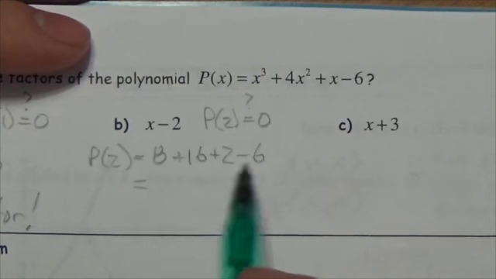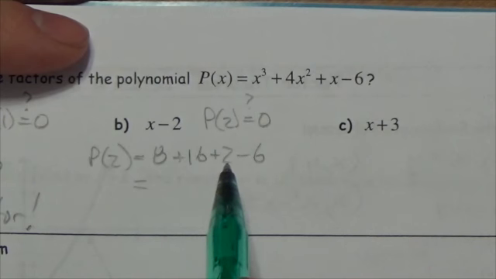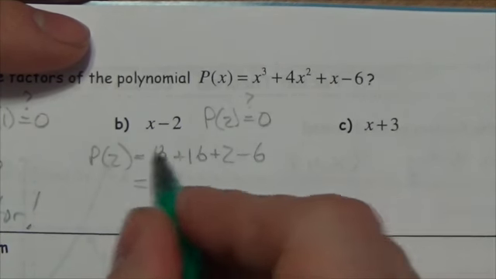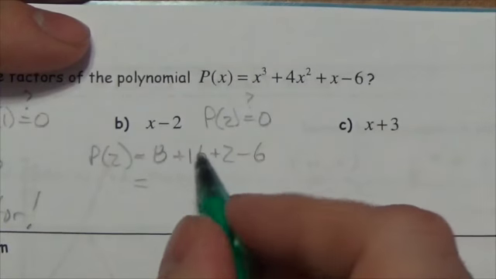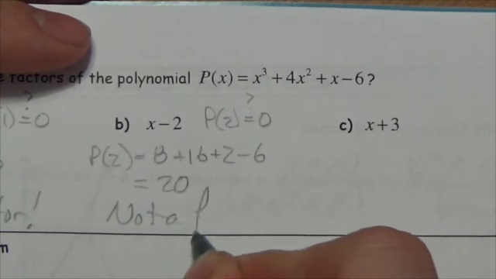You know what? I don't even really have to evaluate this to have a pretty good sense that this is not going to go to 0 here. I've got 8 and 16 and 2. That's going to be 26. Minus 6. See, that minus 6 just isn't big enough here to balance these things out. But it's going to end up being 20. And so what this means here, this is not a factor.